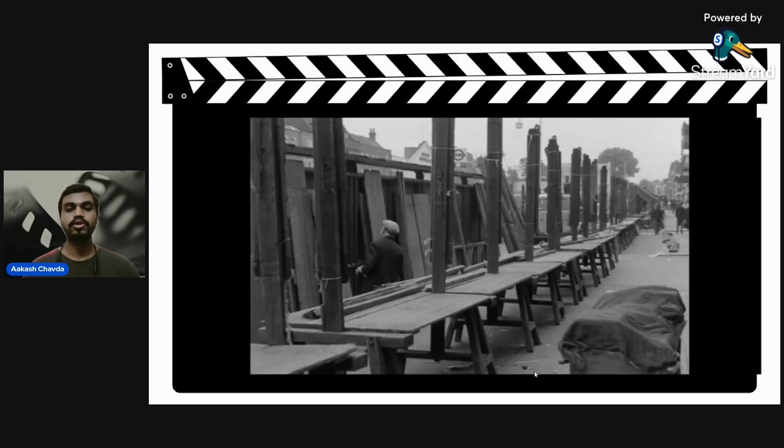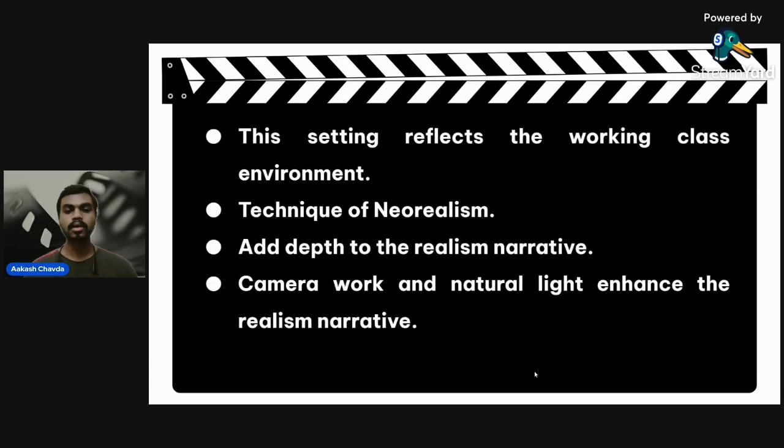Moving further, this particular frame is quite important, as it employs neo-realism, in which the director of the movie uses natural light as much as possible to make the frame more realistic, adding one more layer of realism to the movie. We can see there is a kind of assembly line of these working class people, and our protagonist is also working in this. You can see the natural use of light and all the things which add to the realism overall in the movie. Camera work and natural light enhance the realism of the narrative.